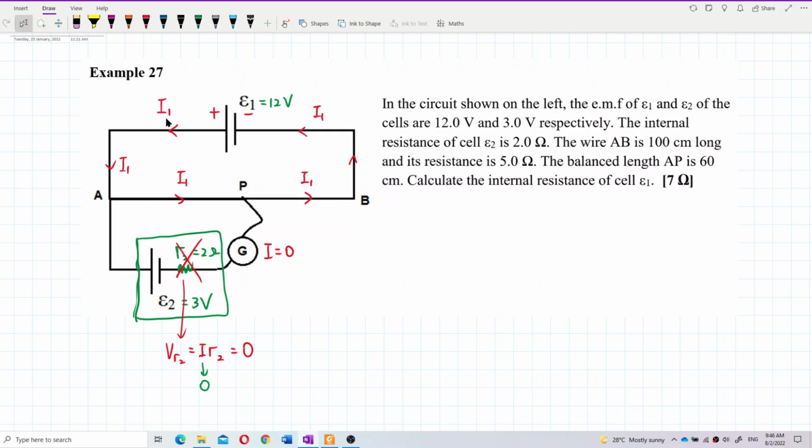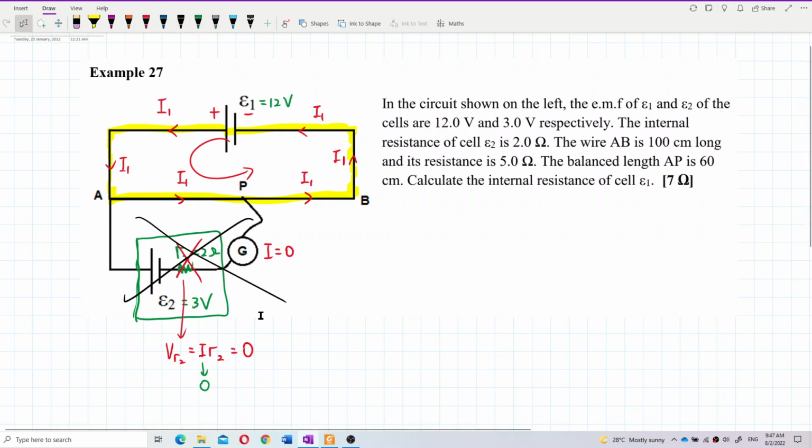So this current I1 passes through the top circuit, but below here there's no current. I can say there is only current at the top circuit, but there's no current at all at the below circuit. Understand? Okay. This is the one small thing I want to tell you first, before I go deeper. This is very important. So no potential drop across the internal resistance here. This one you remember first.